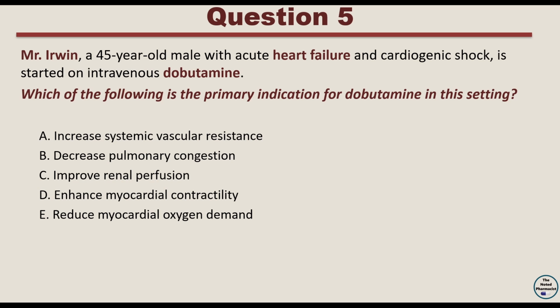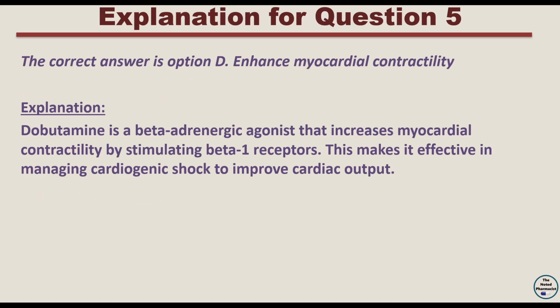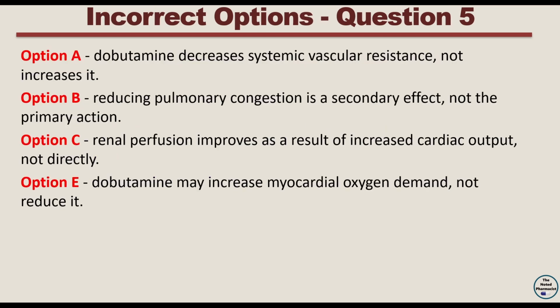The correct answer is option D, enhance myocardial contractility. The explanation is as follows: dobutamine is a beta-adrenergic agonist that increases myocardial contractility by stimulating beta-1 receptors. This makes it effective in managing cardiogenic shock to improve cardiac output. Here is the explanation for incorrect options.